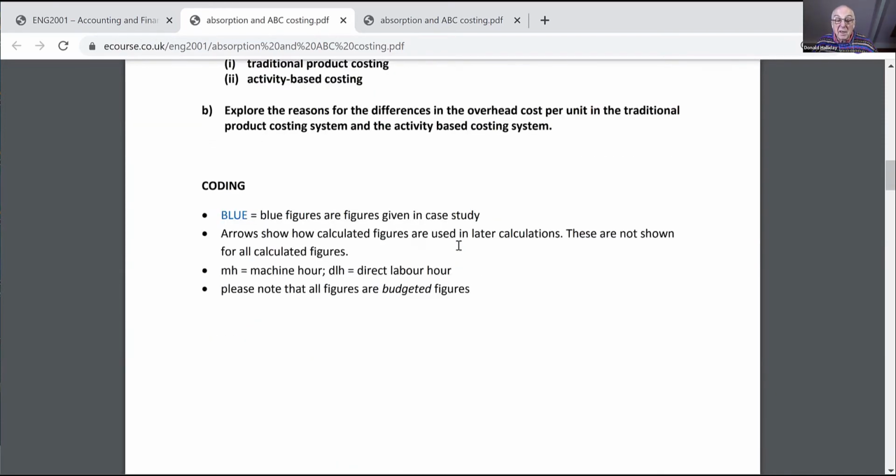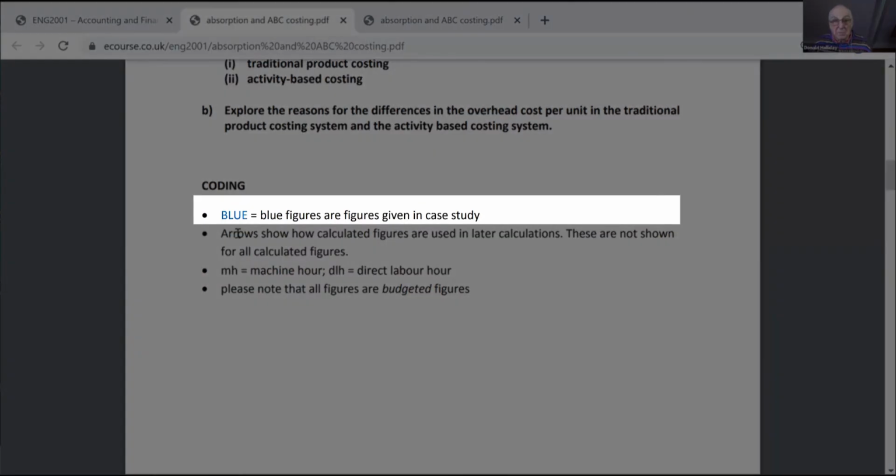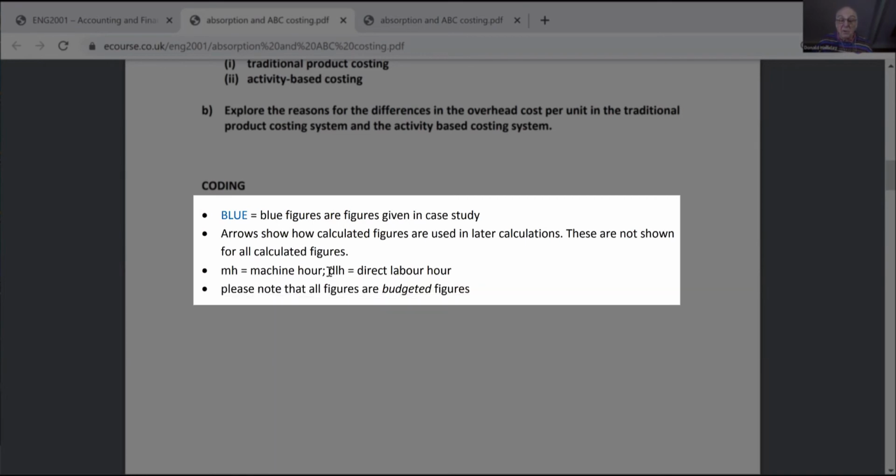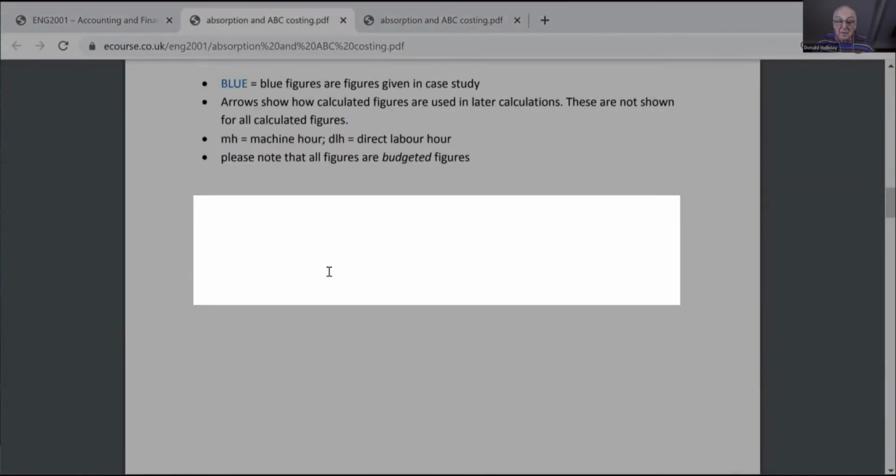And you'll bear in mind that to help you through all of this, it looks complicated, but anything in the workings which is in blue means that you don't have to work that figure out. That is given as part of the case study. And arrows show how calculated figures, which of course are in black, are used elsewhere in the calculations. So you can follow the workflow, you might say. MH stands for a machine hour, and DLH stands for direct labor hours. And you're asked to note that all the figures are budgeted figures.